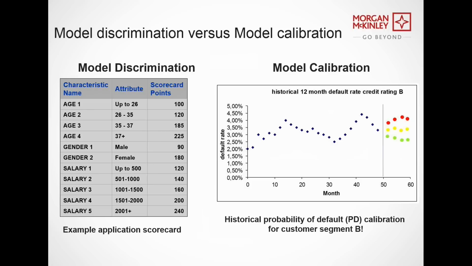To the right we have a rating. A rating is a grouping of people, a grouping of obligors which are similar in terms of default risk. And for that rating we then have the historical default rate depicted. You can see that the historical default rate varies between 2 to 4%. If we do calibration, we have to decide how we are going to extrapolate in the future.